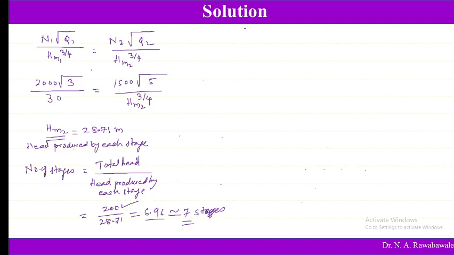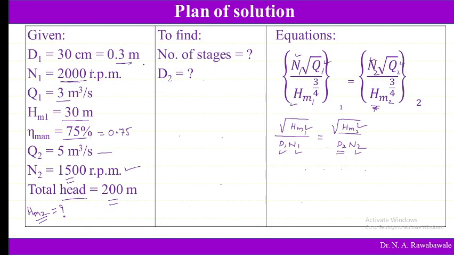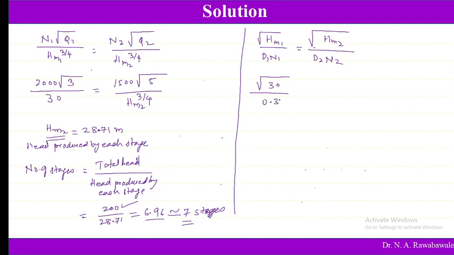Now using the second equation to find the diameter, square root of HM1 divided by D1 N1 is equal to square root of HM2 divided by D2 N2. We know HM1, that is 30, D1 we know, that is 30 centimeter, meaning 0.3 meter, into N1 is 2000 rpm, which is equal to square root of HM2, which we already know now, that is 28.71, divided by D2, which we don't know, N2 is 1500.